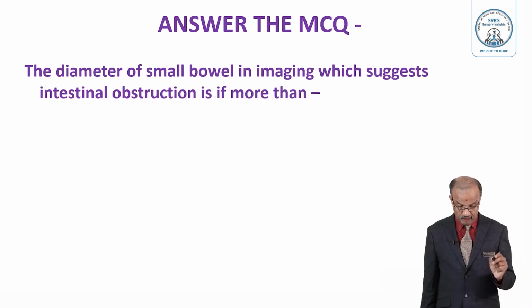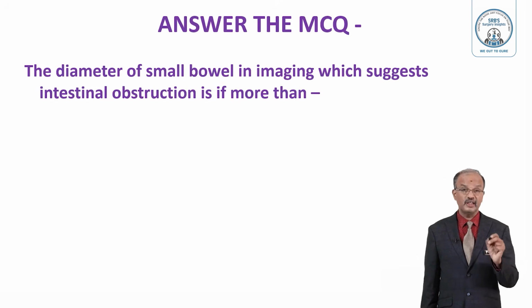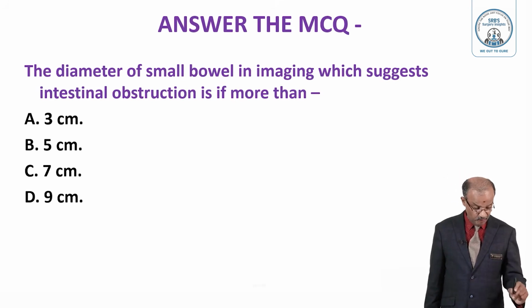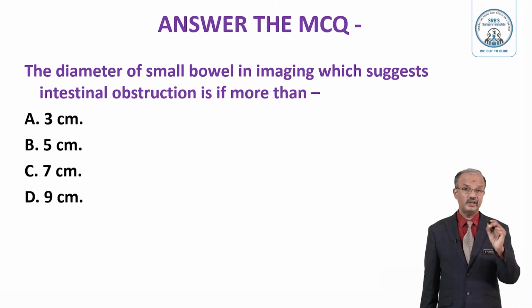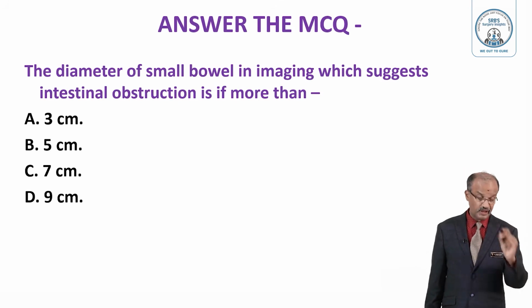Diameter of small bowel in imaging which suggests intestinal obstruction is if more than A, B, C, D. Put the right answer again. I appreciate your answer. Put it in the comment box.